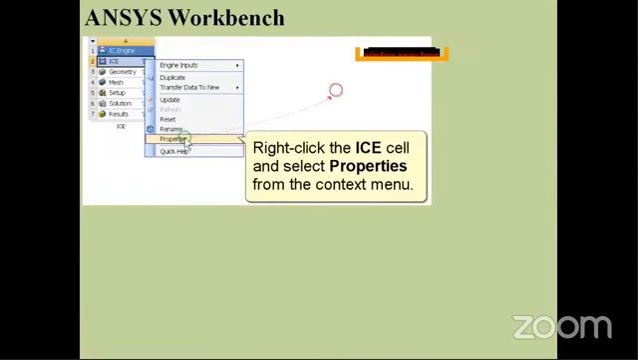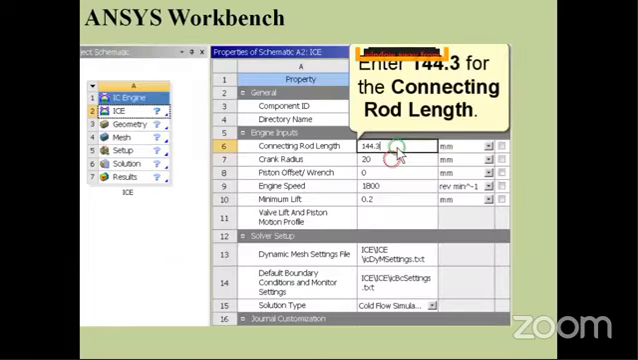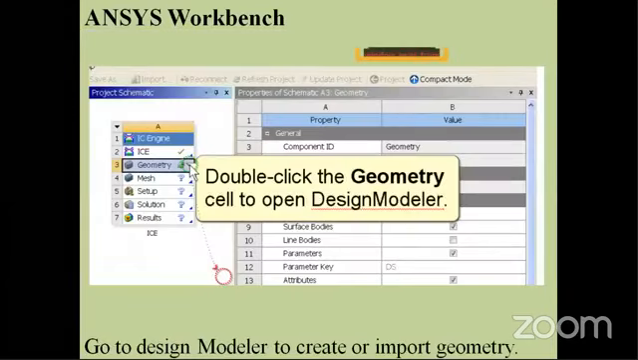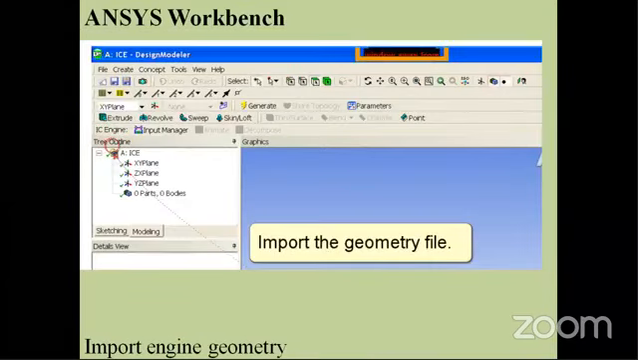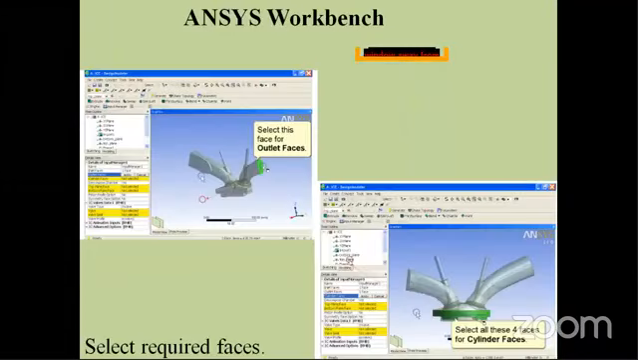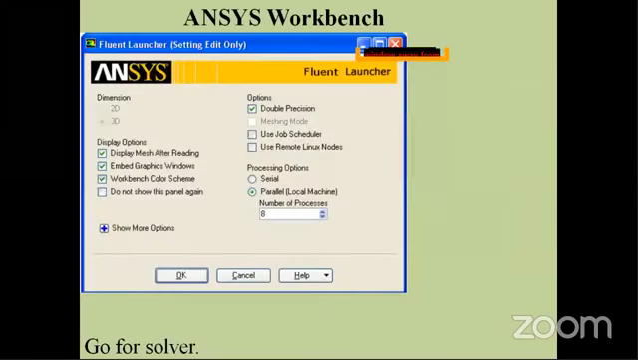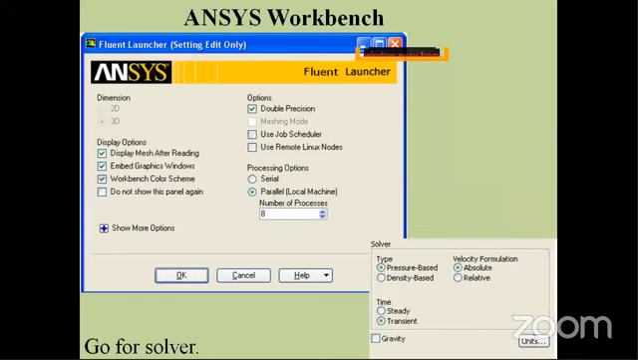So this is the process for engine simulation that I have just shown you. We have to give the properties here. Like even in OpenFOAM, we have to give the connecting rod length, crank radius, then the RPM, lift of the valve. You can see the parameters here. Then we import the geometry, select the required faces, do meshing, then go for the solver.